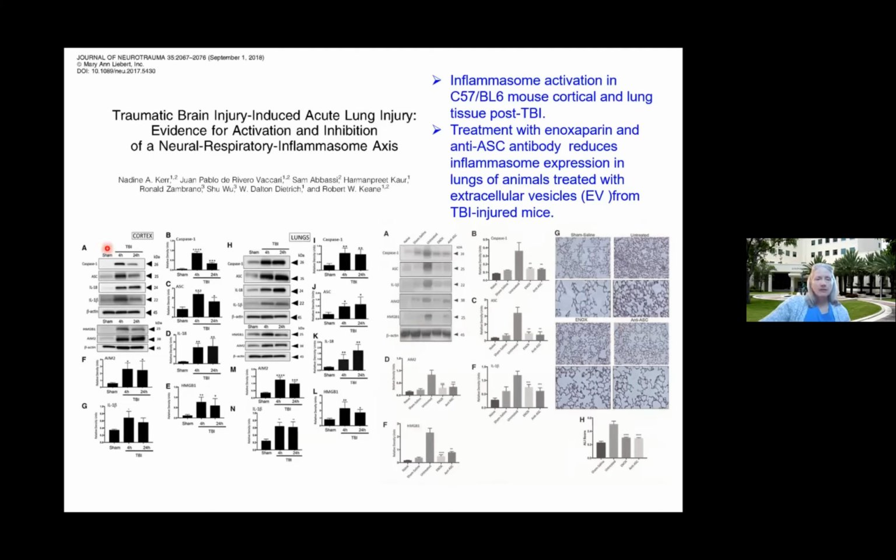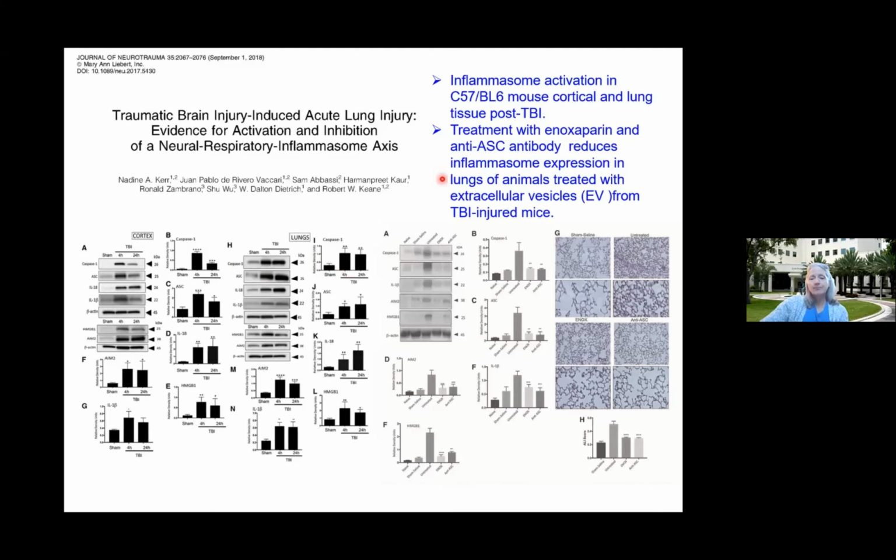And if you're just looking at these Western blots over here, this is cortex and lungs after controlled cortical impact injury in the mouse, clearly showing at 4 and 24 hours an increase in components of the inflammasome in the cortex. And then she took out the lungs as well after trauma and saw an increase in inflammasome components within the lungs.